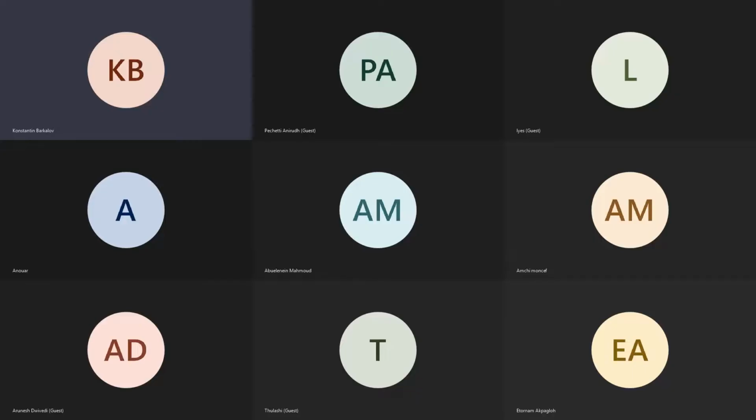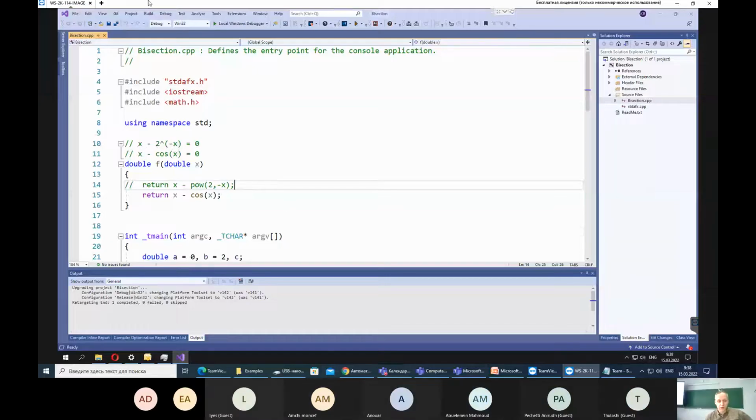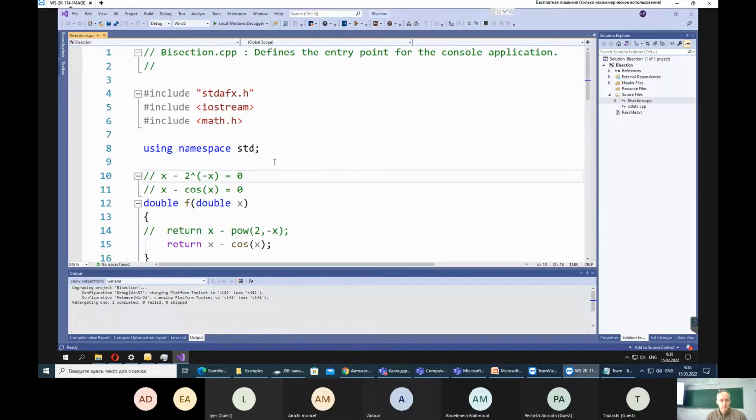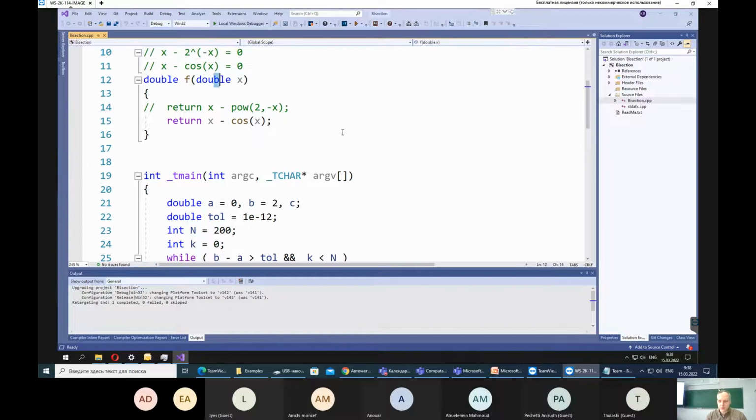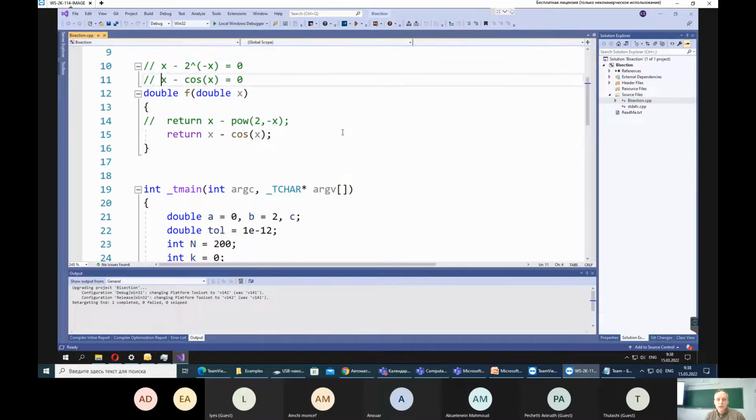Well, I asked to implement this method. Here we see the correct solution. This is a function that is the left-hand side of the equation. For example, x minus cosine x equals 0. Suppose that we are going to find the root of this equation, x minus cosine x equals 0.